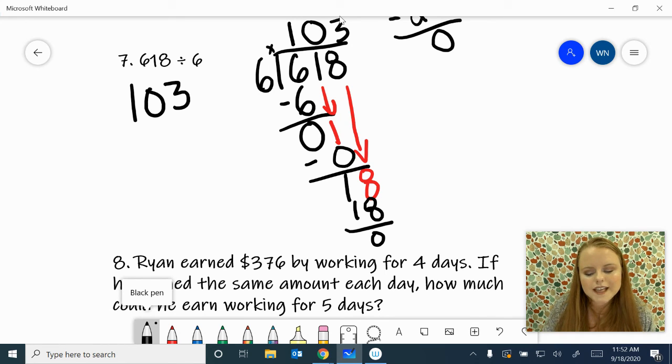Now, if you had done that with mental math, I think it would have been interesting because you would know that 6 could go into 600 100 times, and then 6 goes into 18 3 times. So your answer would be 103. That's a good way to challenge yourself if you're ready.